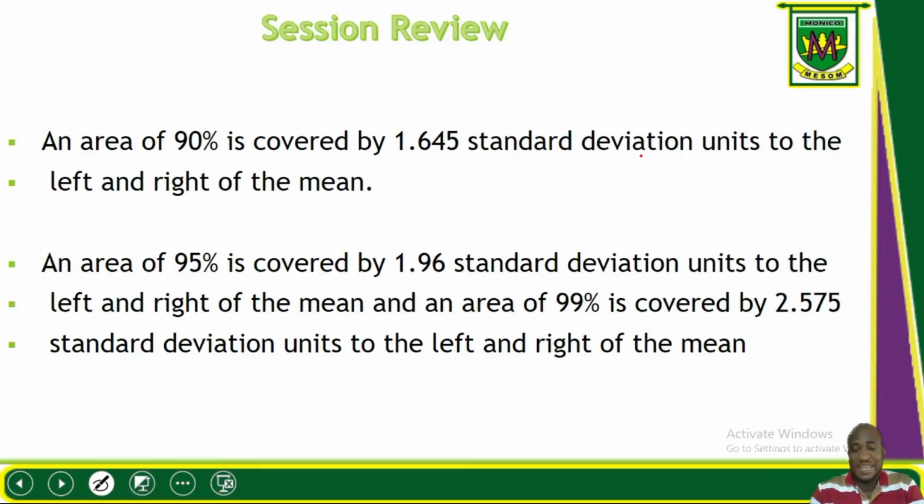Remember, the total area under the curve is 1, which when you convert it to percent will be 100%. So if we are taking both sides, it will be 99%. We've not covered the entire space. Standard deviation units to the left and to the right of the mean have also been treated.